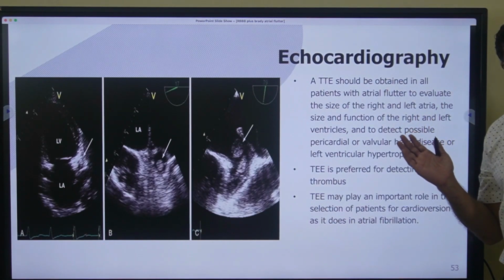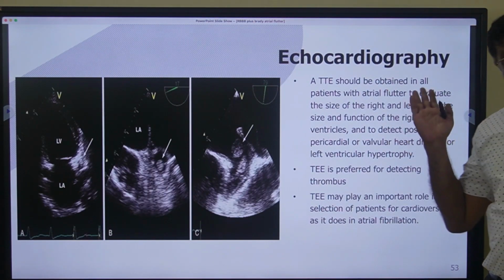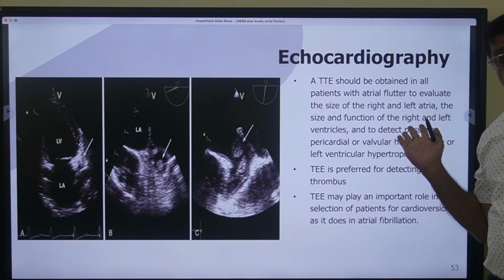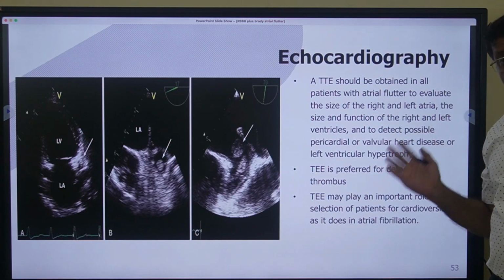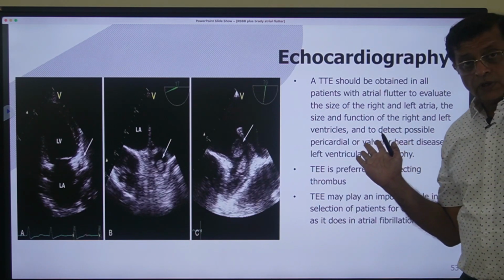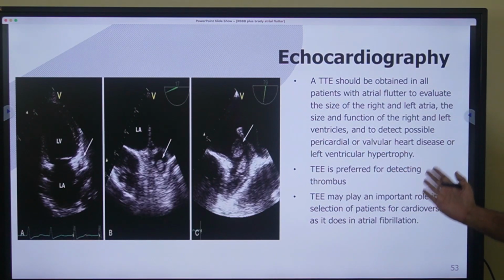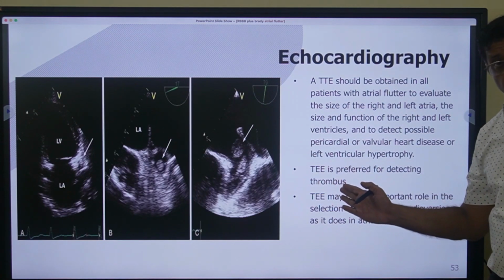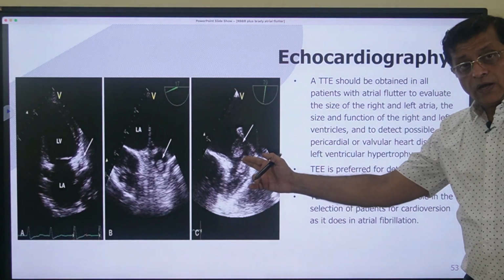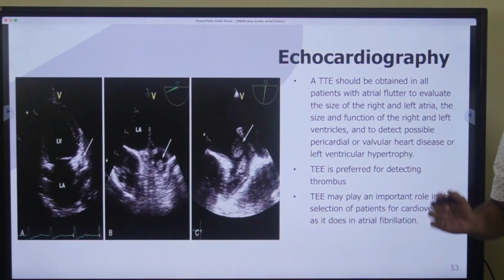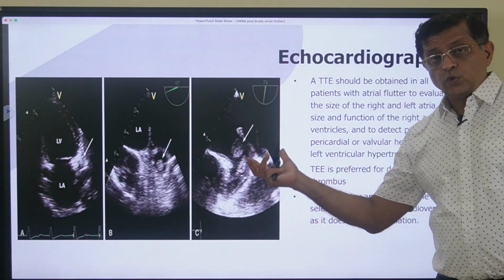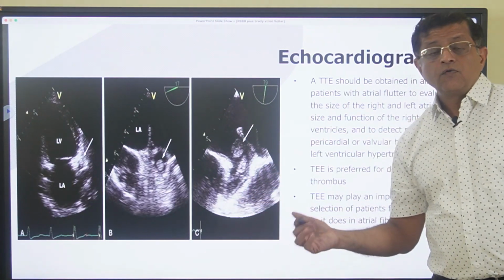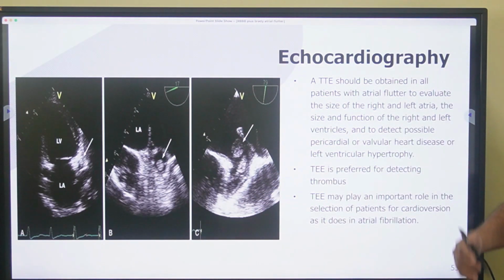Every patient of atrial flutter should have a transthoracic echocardiography done to look at the size of the left and right atria, to see the ventricular size and function, and to see the pericardium and the valves. And in those patients in whom you are planning to do a cardioversion, at least in them you should get a transesophageal echocardiogram, which will detect atrial thrombus, which becomes a relative contraindication, because if you do electrical cardioversion, there is a chance that this thrombus may dislodge and flow into the systemic circulation, causing stroke.